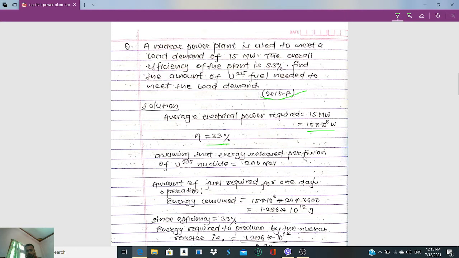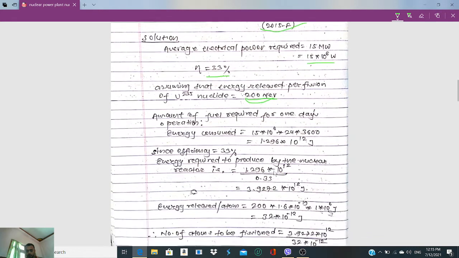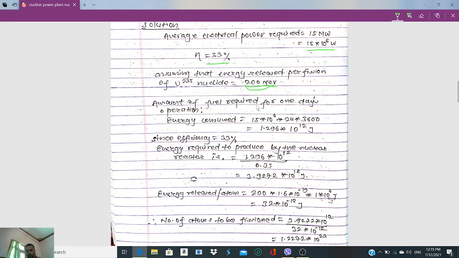Since the energy released per fission of a uranium-235 nuclide is not mentioned in the question, we will assume 200 MeV. If it was mentioned, then we would use that value. But in this question it is not mentioned, so we will assume it as 200 MeV. And here, we find the amount of fuel required for 1 day's operation. So the energy consumed will be the average electrical power 15 into 10 power 6 watt, for 1 day's operation, 24 into 60 into 60, means 3600, and we'll get 1.296 into 10 power 12 joule.